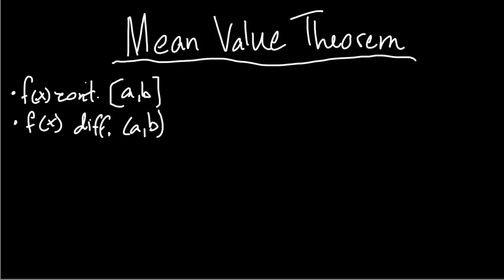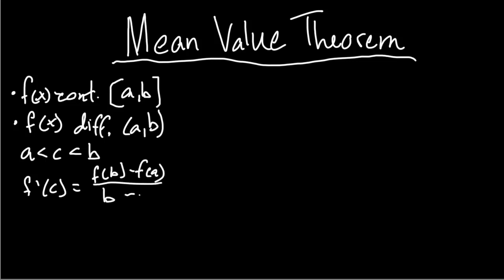So if we meet those two requirements, then we can say that there exists some point c such that a is less than c and c is less than b, so meaning that c is on that interval from a to b. There exists some point c such that the derivative, f prime of c, is going to be equal to f of b minus f of a over b minus a.